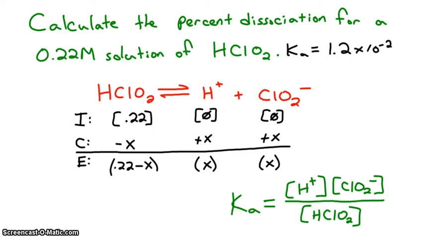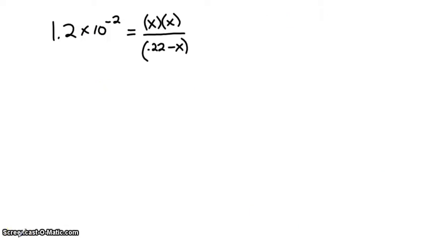To determine the percent dissociation, I'm going to need to solve for X in the equilibrium concentrations. Using the Ka value and the expression for Ka, we can determine X and then determine the percent dissociation. Substituting in the Ka value and the equilibrium concentrations, we now have this expression to solve for X.